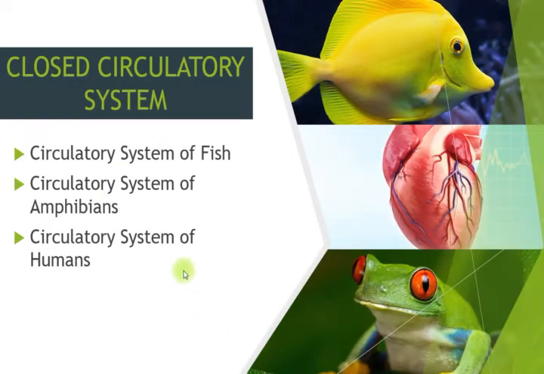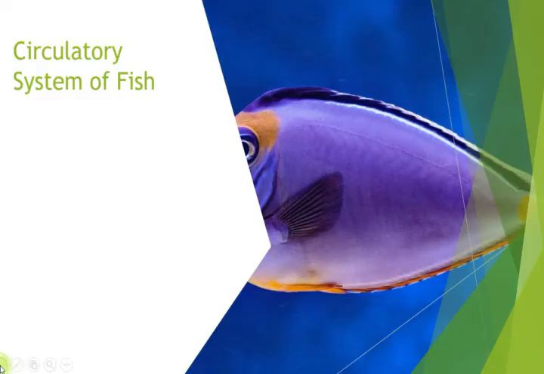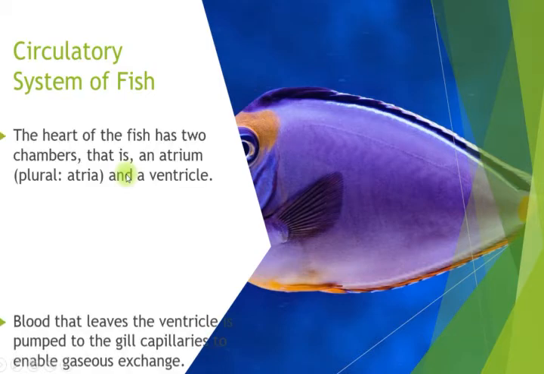Okay, next, let's go to the second type of circulatory system, which is the closed circulatory system, whereby the blood only flows inside the blood vessels. We are going to discuss the circulatory system of fish, amphibians, and humans. All of these are closed circulatory systems. Let's go first to the circulatory system of fish.